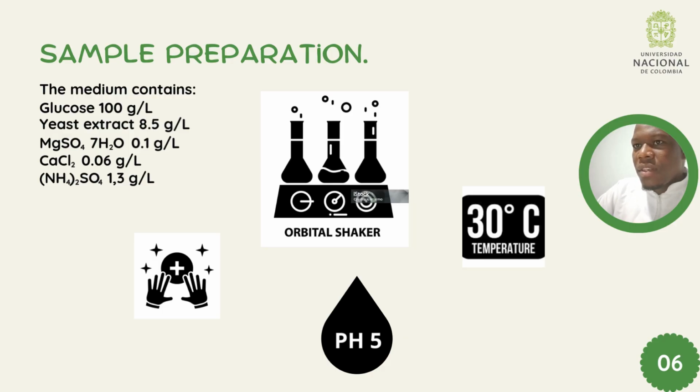A temperature of 30 degrees Celsius is ideal for this yeast and conversion of sugars into ethanol. Agitation guarantees a homogeneous distribution of nutrients and oxygen to optimize fermentation. This culture medium has been designed to promote fermentation and maximize ethanol production from biomass.